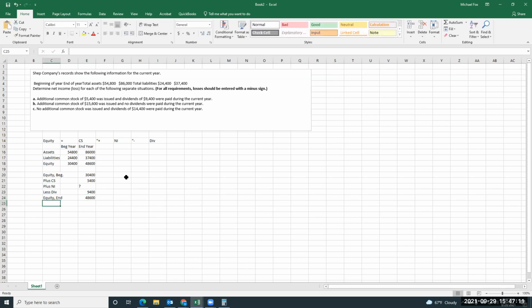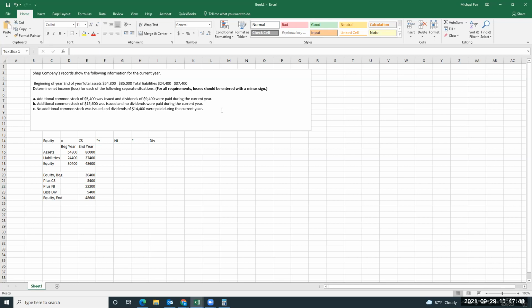So now I have all the variables I need to calculate my net income. I know that 30,400 plus common stock plus whatever that net income is, minus the dividend, is going to give us our ending equity. To find that out, I take the ending equity, and I get 22,200. So again, all I did was reframe that algebraically.